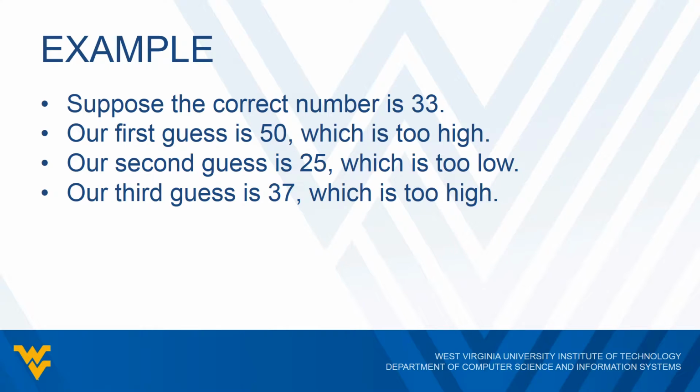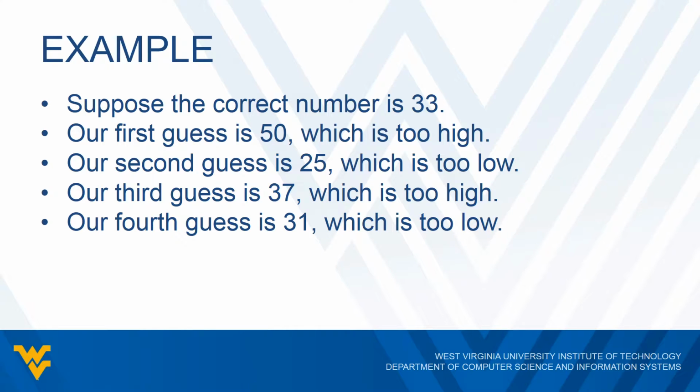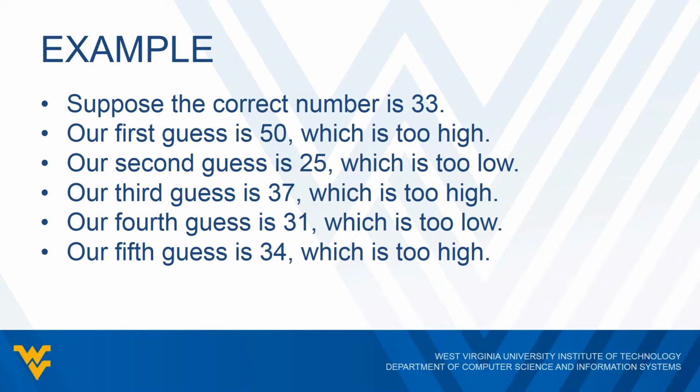So in this case, we're going to guess 37 as our third guess. We'll be told that this is too high, so we need to pick a lower number. So now we need to pick something between 26 and 36. So in this case, we're going to pick 31 as our fourth guess. We're going to be told that that is too low. So we need to pick something between 32 and 36. So we'll pick 34 as our fifth guess. We're going to be told that's too high.